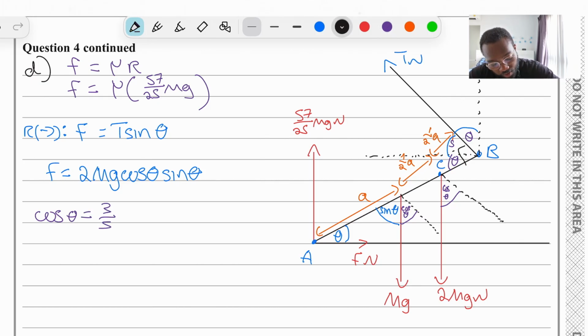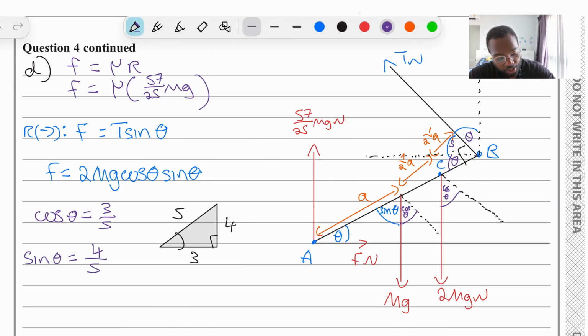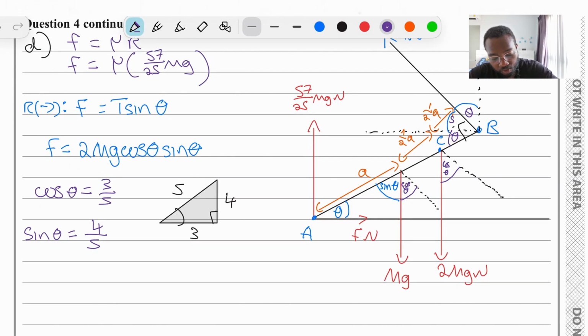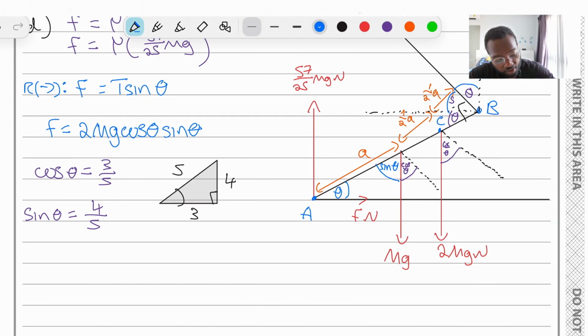Therefore, if we draw a right angle triangle here, and we know that cosine theta is 3 over 5, then we know that the adjacent would be 3, the hypotenuse would be 5, therefore the opposite would be 4. So therefore, our sine theta is equal to 4 over 5. And we know everything now, so we can work out what our F value is.